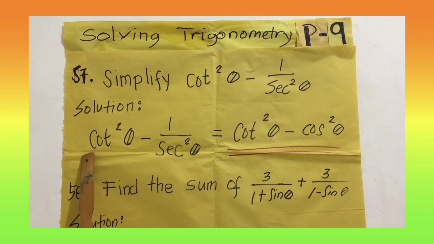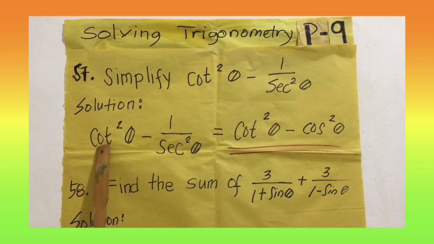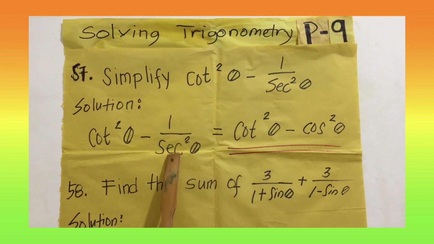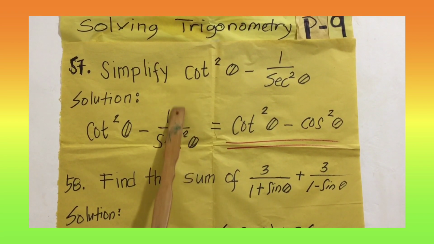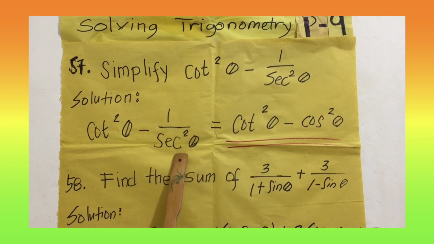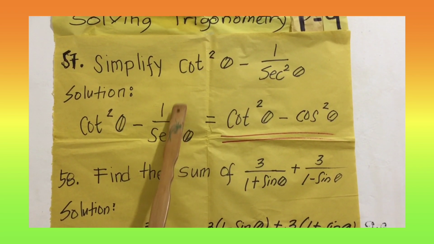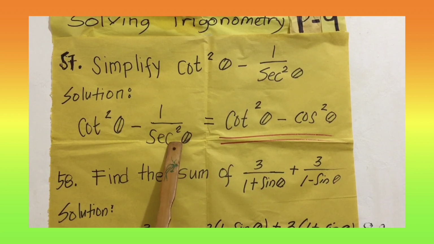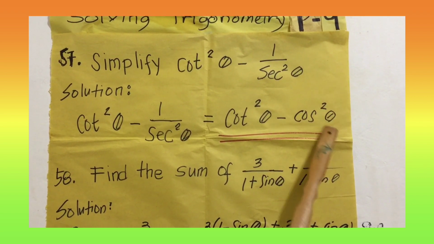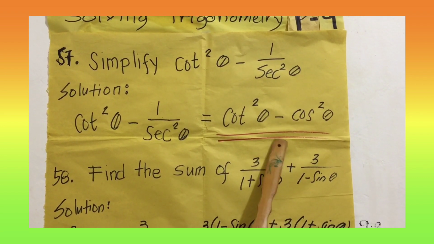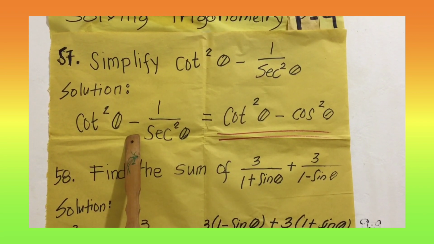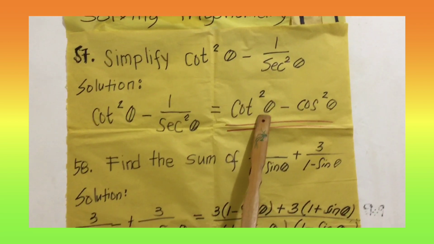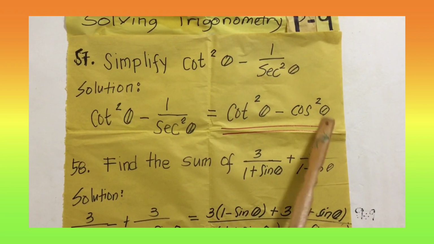Our first step is just copy this cotangent squared theta because it's already simplified, but this 1 over secant squared theta is not yet simplified. So remember that if we have 1 over secant squared theta, this will be equivalent to cos squared theta. That is why our simplified form for this given trigonometric expression becomes cotangent squared theta minus cos squared theta.